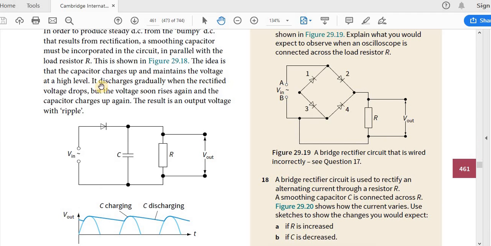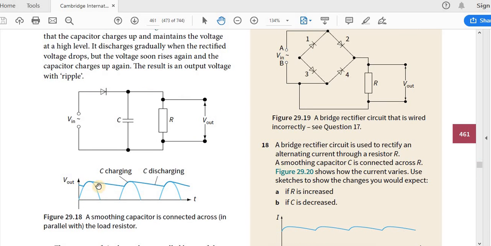The capacitor charges up and maintains the voltage at a high level. It discharges gradually when the rectified voltage drops, but the voltage soon rises again and the capacitor charges up again. The result is an output voltage with ripple. So you see, like a ripple.